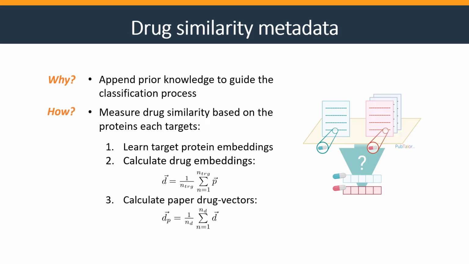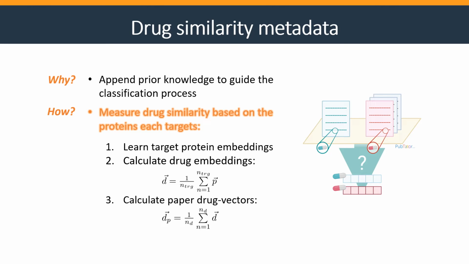For now though, we are expanding our model by adding drug similarity metadata. And the idea behind this is to append prior knowledge that can guide our classification process. Previously, when I was talking about the normalization steps that we are taking, I specifically mentioned normalization being done on DILI-associated diseases. And so we want to do something similar with drugs by taking into account the similarity between them. This can be done by focusing on the proteins that each drug targets.